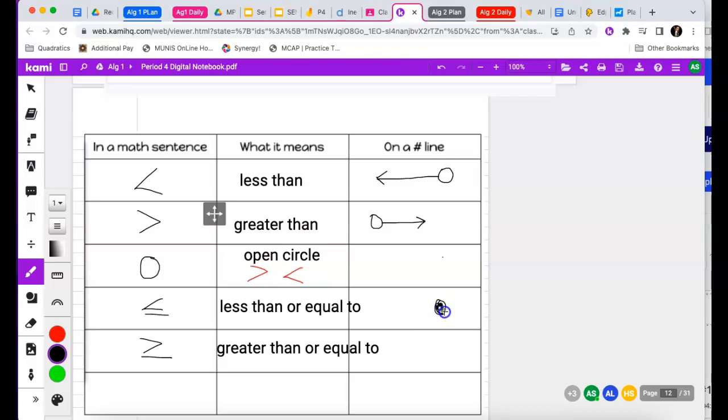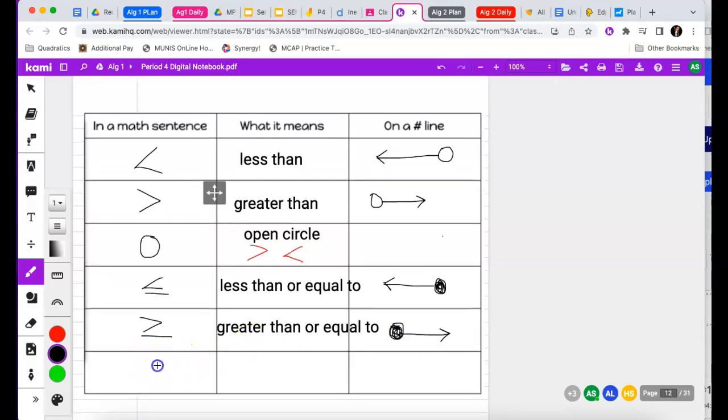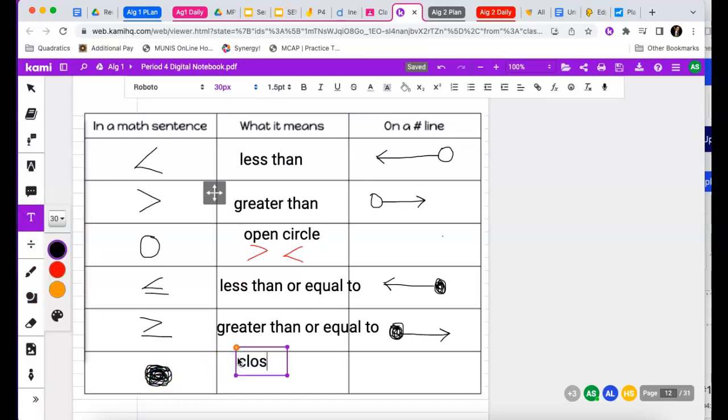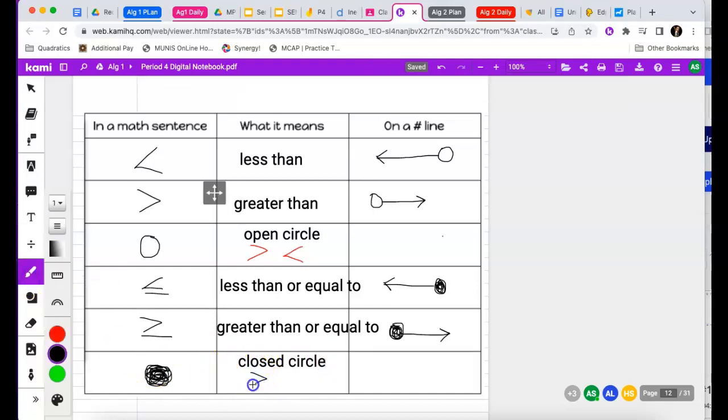So notice that I'm going to color this circle in, and it's everything to the left. And if it's greater than or equal to, notice I'm coloring my circle in this time, and it's going to go to the right. So if the circle is colored in, it's called a closed circle. We use a closed circle when we use the symbol less than or equal to or greater than or equal to. So notice we have to have those lines underneath to be able to use a closed circle.